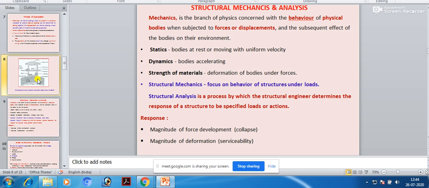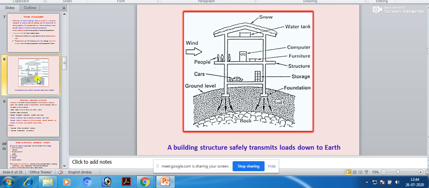Now you see, just a simple example. Let us take this building structure. It's a very simple example of the points we have discussed. In this structure, snow is coming, let's say in some snowy region. So on the rooftop, snow load is coming. Is snow a dead load or a live load? Anyone? Dead load or live load? Live load, sir.